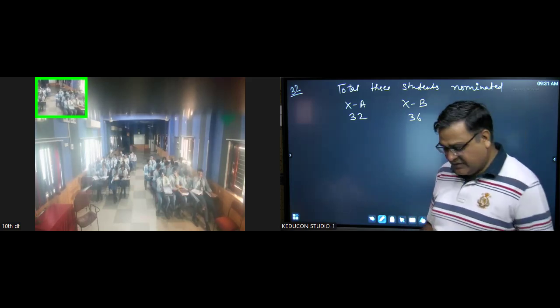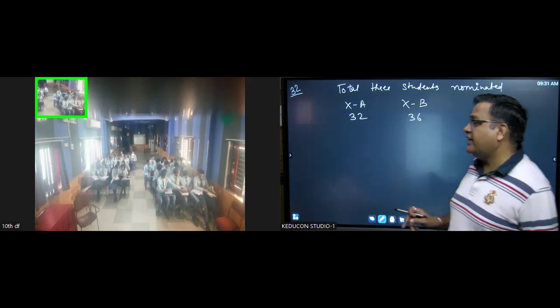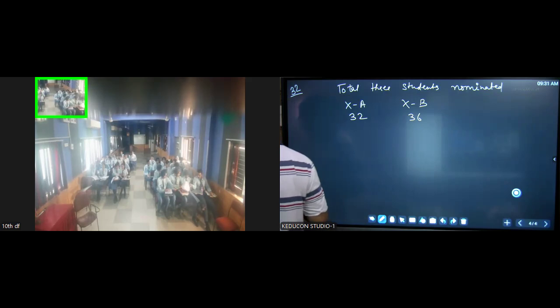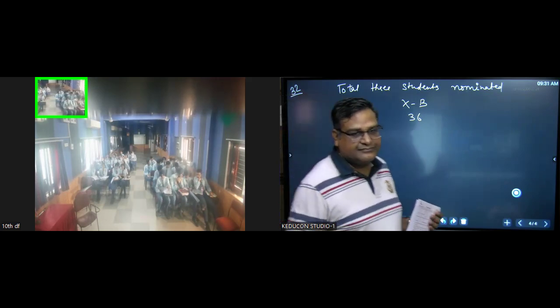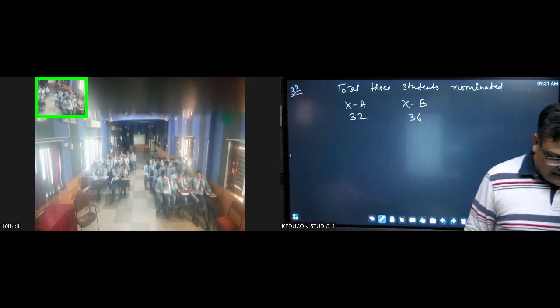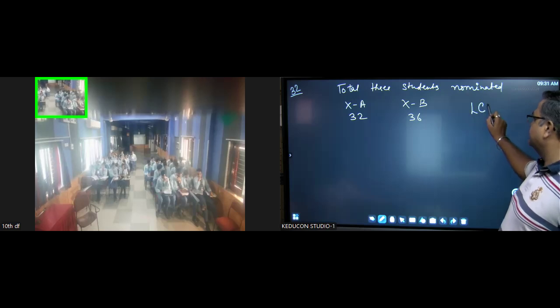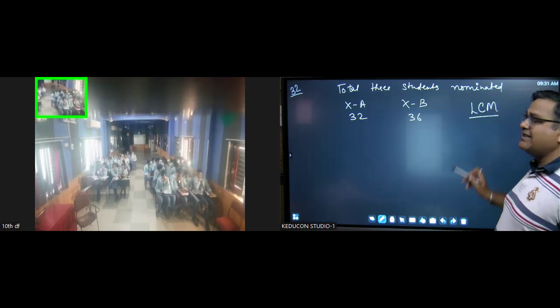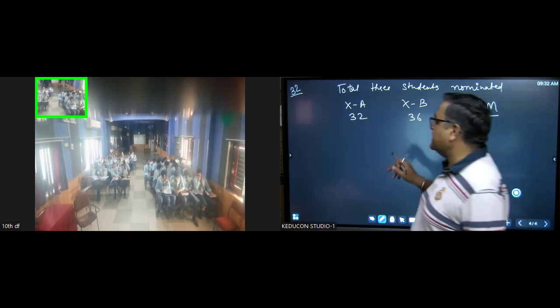Let's continue on this, right? So what you have to find out so that each section will have the same number of books. What shall we find out, students, here? How many books should be there? You need to find out its LCM. Whatever will be their LCM, that is the minimum number of books required in the library. So find out its LCM.